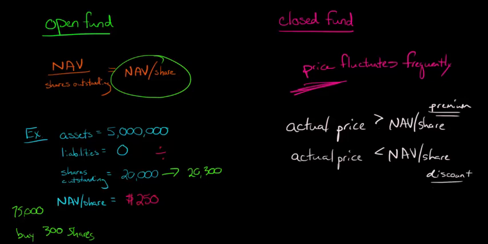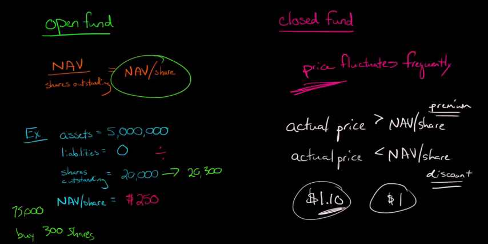Now, you might think this is really weird, because let's say that the actual price was $1.10, and the net asset value per share was $1. So people are actually paying $1.10 for $1 worth of assets. That might seem really foolish to you, but remember, this is a closed fund, so the price is just on an exchange. This is just like a share of stock, like Microsoft or something on an exchange. What determines the price of a share of Microsoft at any given point in time? Well, it's supply and demand, right?